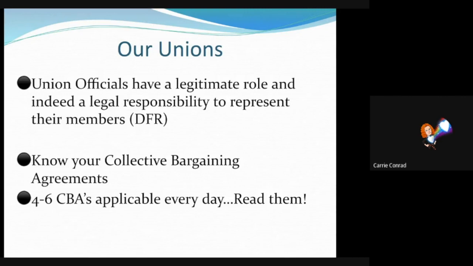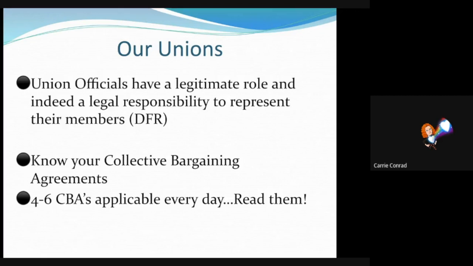You'll have your collective agreement that applies to your teachers, possibly another collective agreement for your occasional teachers. You'll have the collective agreement representing your custodians and your maintenance staff, potentially another collective agreement that represents your educational assistants or your early childhood educators or your child youth counselors or your office coordinators. On any given day, it's important to know that 4 to 6 minimum different collective agreements apply.